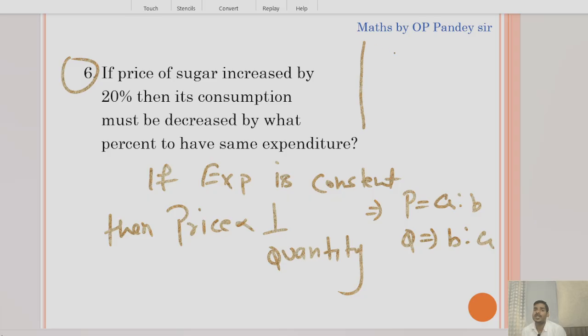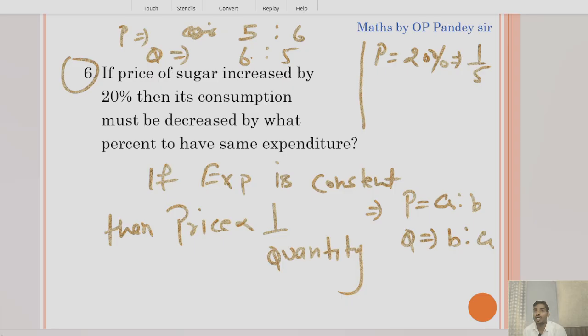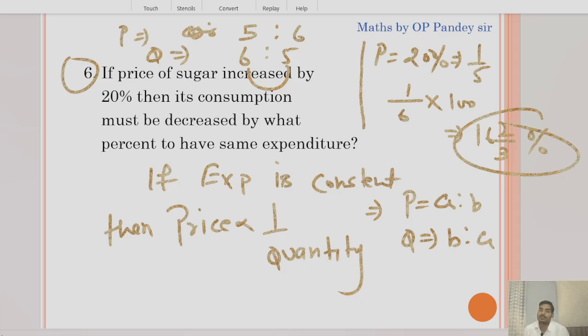So the price increased by 20%. This is 1 divided by 5. It means the ratio of price becomes, if A ratio B means 5 ratio 6, then the ratio of quantity becomes 6 ratio 5. How much is the reduced quantity? This is 1 ratio. So 1 divided by 6 into 100, the answer must be 16 2/3%. This is the basic question. And one more approach to solve this question, please see.